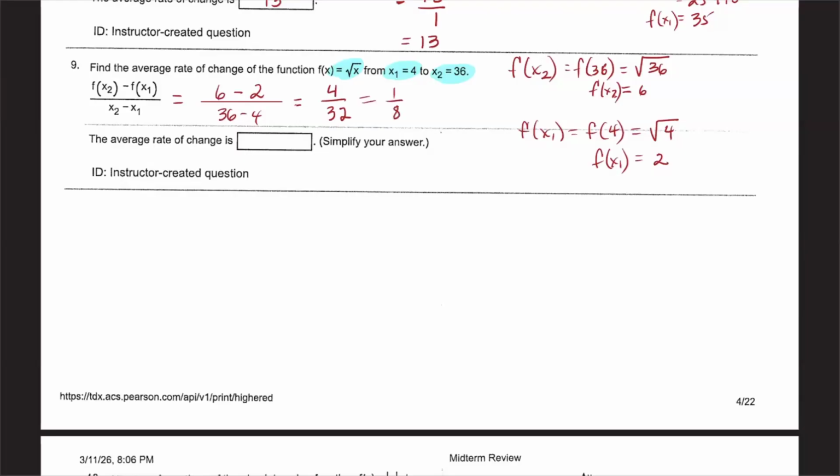Notice it says simplify your answer. That means don't give them a decimal. They want a fraction. They want a simplified fraction. Okay? And if it's not simplified, it's not correct. So 1/8 would be the average rate of change there.